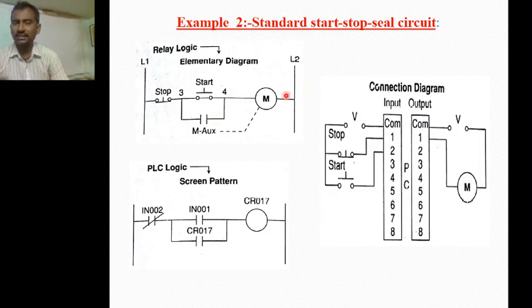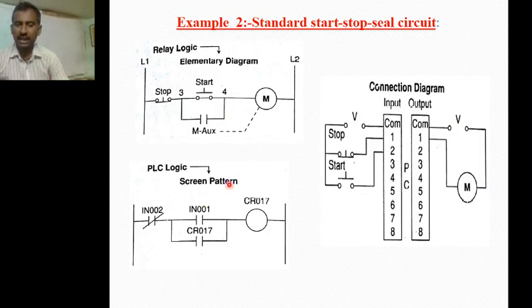In this case, even though we turn off the start button, our motor continues to run. And when will the motor stop? When we press the stop button, the normally closed push button switch becomes normally open, and then the motor will stop. So this is the elementary diagram or relay logic diagram for this particular example.